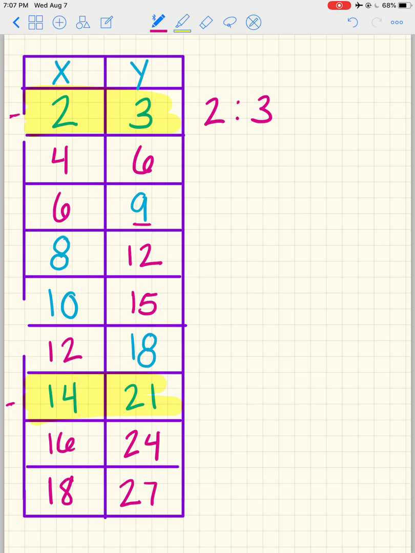Now, if I look at 3, 6, 9, 12, 15, 18, 21, 24, 27, I should be able to add 2 to each number on the x values, and I should be able to add 3 to each number in the y values, and it should be the same. So if I have 2 dots on this side and 3 dots on this side, I should be able to put them in groups of 2 and in groups of 3, right?